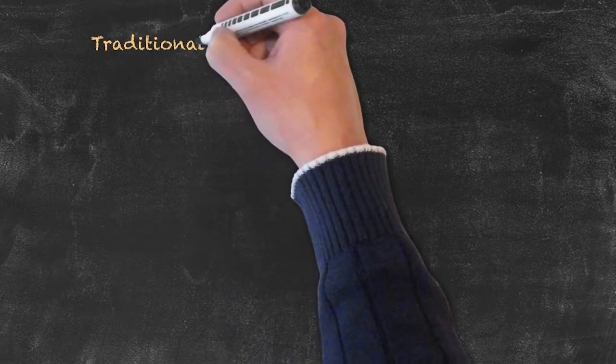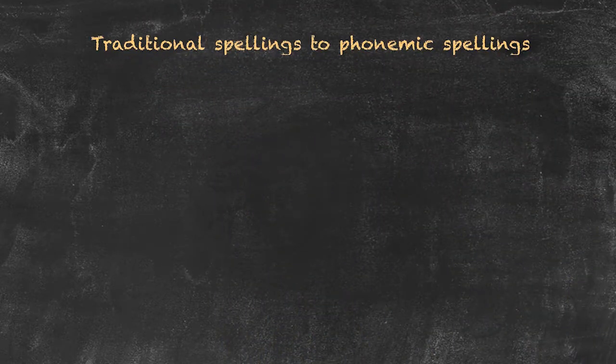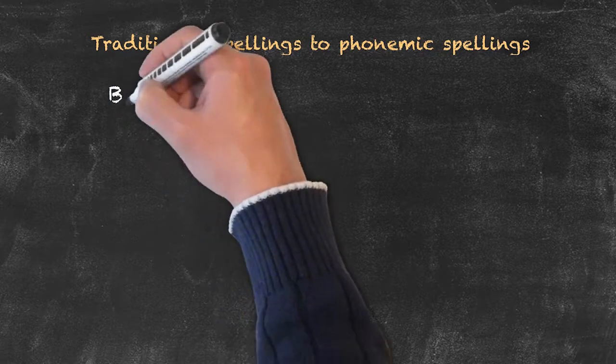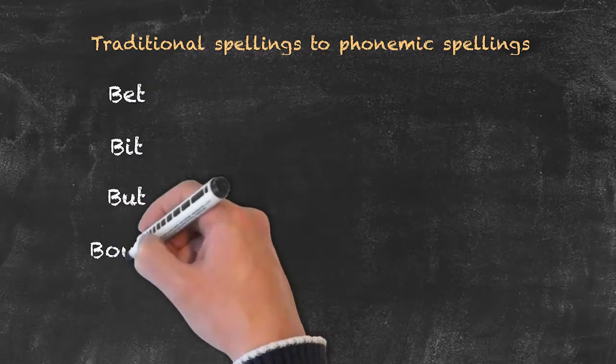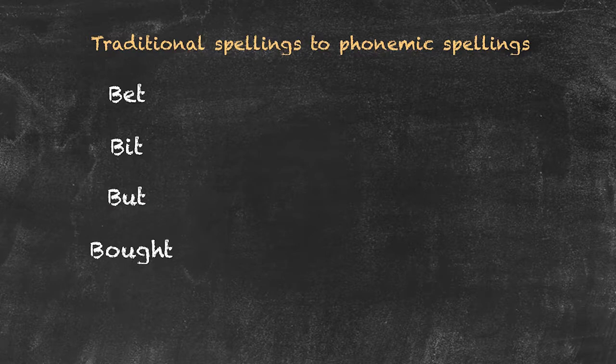Now let's take a look at how we go from traditional spellings into the phonemic spellings. The first step in this process is identifying each unit of sound, or each phoneme, within a word. Let's look at bet, bit, but, and bought. The only difference in each one of these words is in the vowel sound.